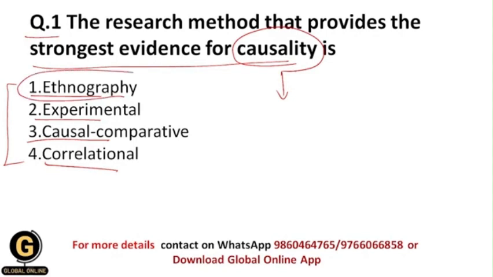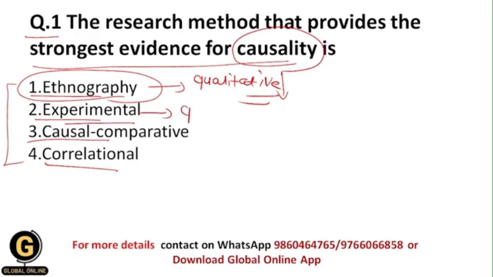The ethnography research method is basically a qualitative type of research method, because in this research method a researcher wants to study the culture of a particular society or community. The experimental research method is basically a quantitative research method, and within it a researcher manipulates the independent variable and sees what effects it has on the dependent variable.